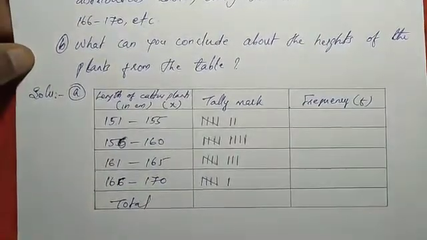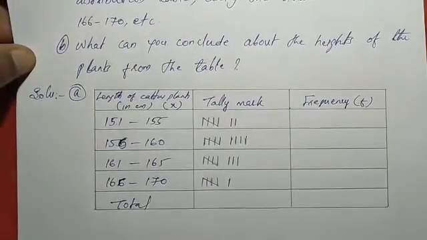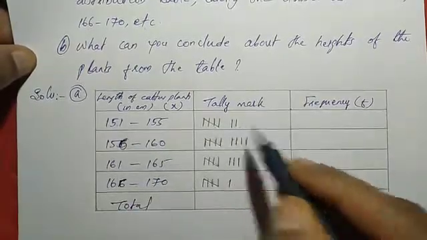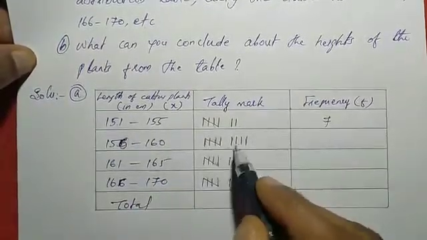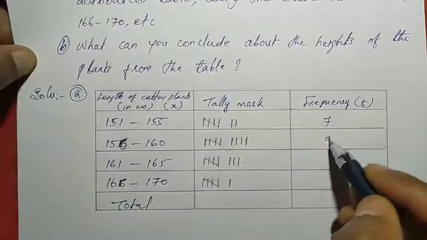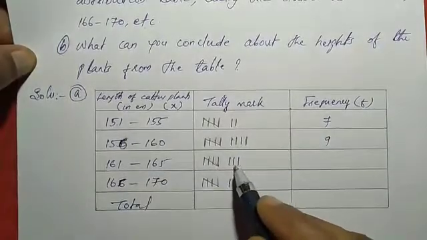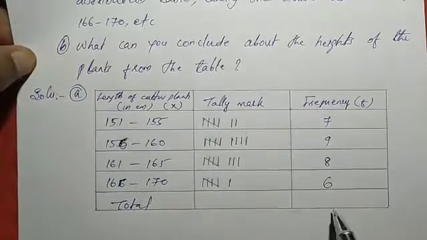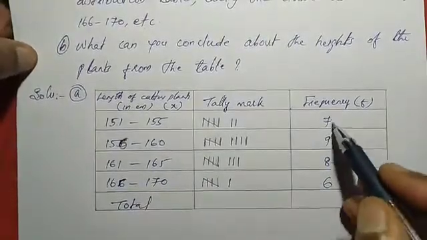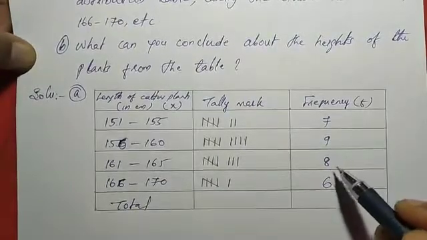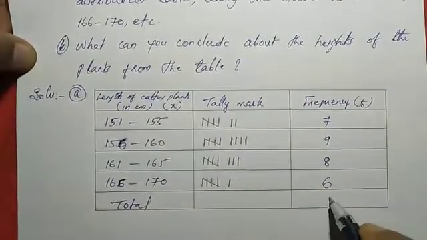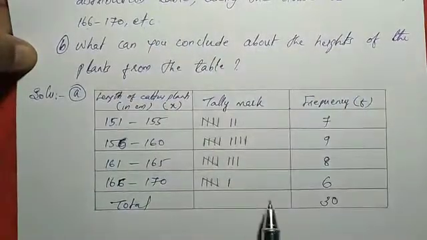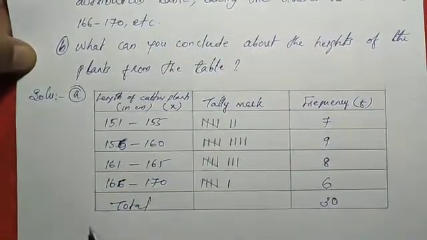Now we can write the total frequency. In the first class interval, 151 to 155, it is 7. Then 9, then 8, then 6. Then the total frequency: 9 plus 7, 16. 16 plus 8, 24. 24 plus 6, 30. So the lengths of 30 cactus plants are given here. That is the answer for question A.